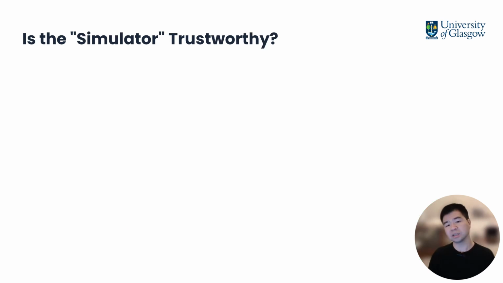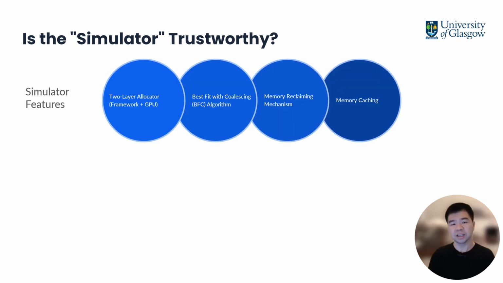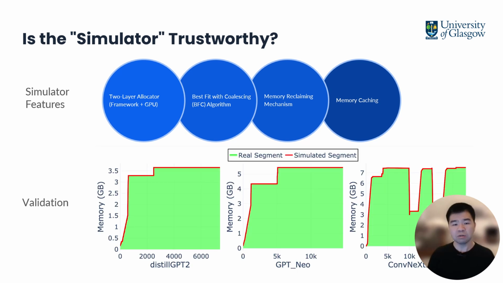Here is our last component, the allocator simulator. It's a high-fidelity two-layer simulator of the real GPU allocator, indicating the key features: the two-layer allocator, the BFC algorithm, the memory reclaiming mechanism, and the memory caching. Our validation proves it. The real segment scale is perfectly matched by the simulated segment across the three models here.